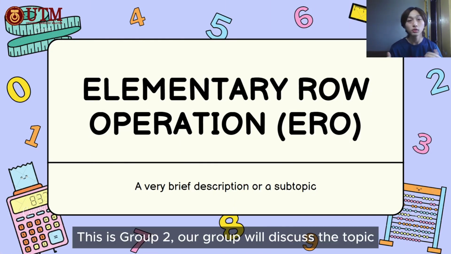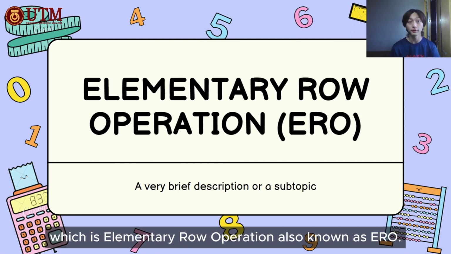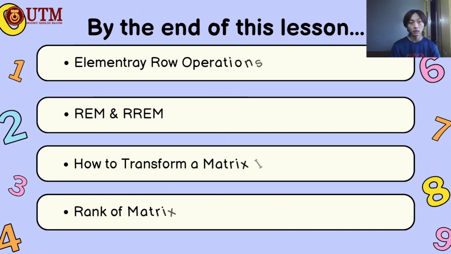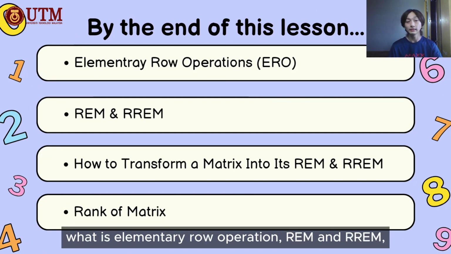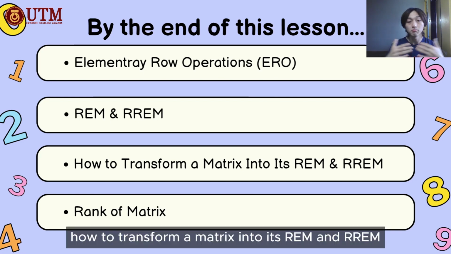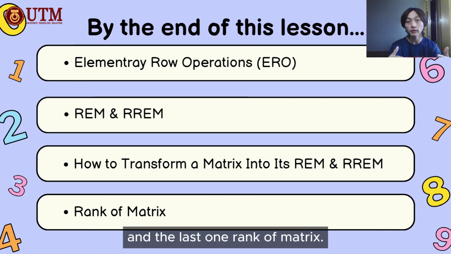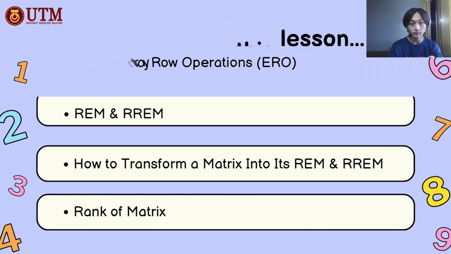Hi everyone, this is Scoop Through. Our group will discuss the topic which is elementary row operation, also known as ERO. By the end of this lesson, you will know what elementary row operation, REM and RREM are, how to transform a matrix into its REM and RREM, and the last one, rank of matrix.